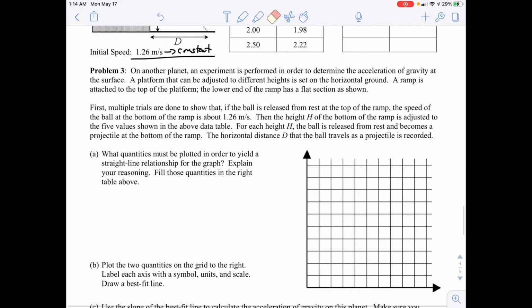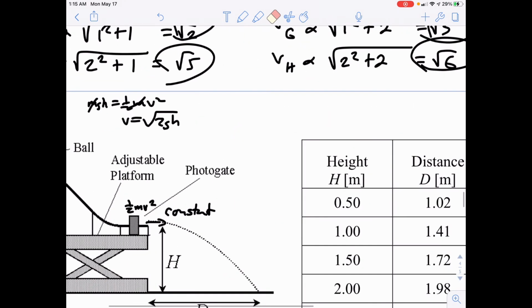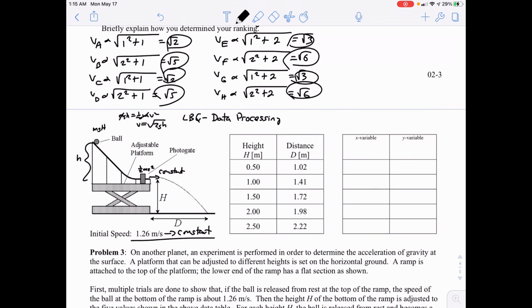First part says, what quantities must be plotted in order to yield a straight line for the graph? Explain your reasoning, fill in those quantities on the right table above. Ladies and gentlemen, this is an example of another type of lab-based question. This is a lab-based data processing question. In a lab-based data processing question, you're usually going to be asked to graph certain things. You're usually going to be asked to linearize certain concepts. This is a perfect example of that.